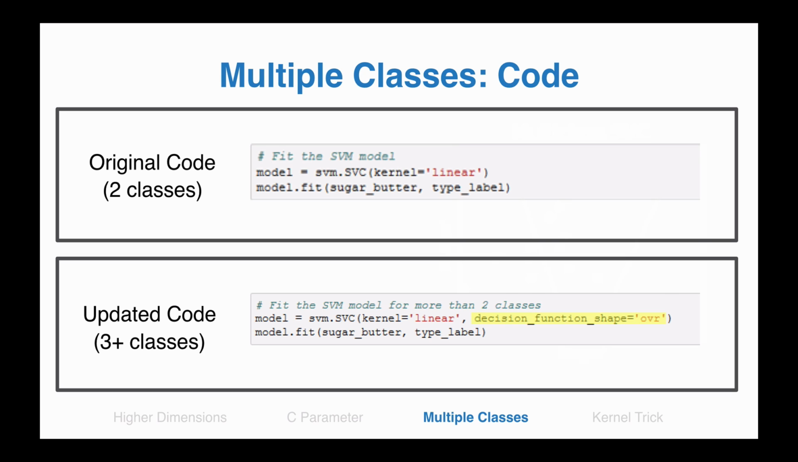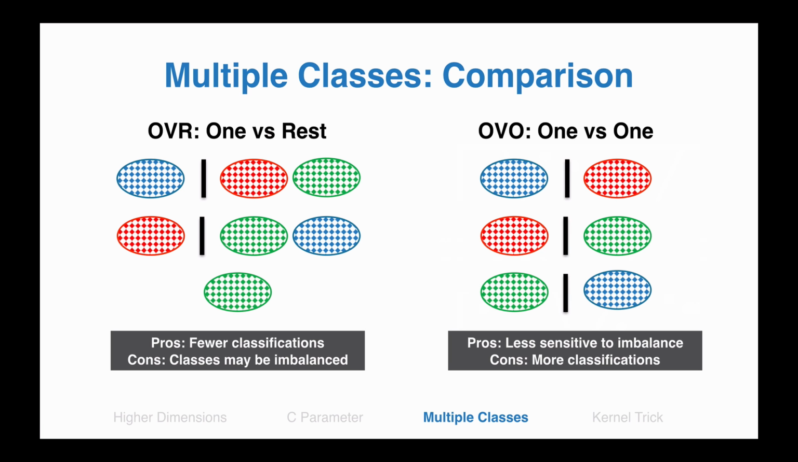So how can you do that in the code? Very easily. All you need to do is add this parameter called decision_function_shape, and you can set it equal to OVR or OVO. What do those mean? OVR means one versus rest. If you had 3 different groups that you wanted to classify, OVR would try its best to classify the blue group versus all the rest of the data, create that hyperplane, then try to separate the red group from the rest of the data, and then the remaining data it would put into the green group.